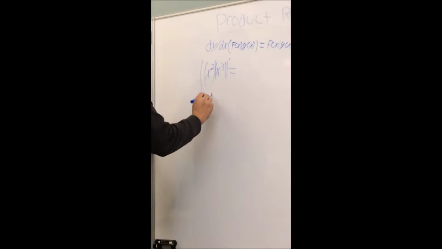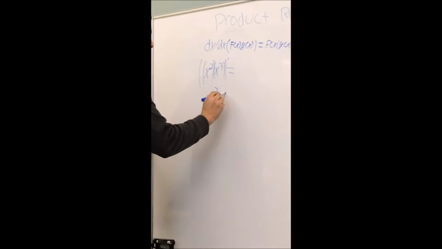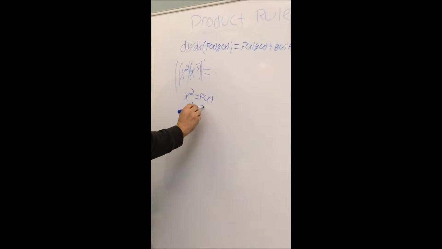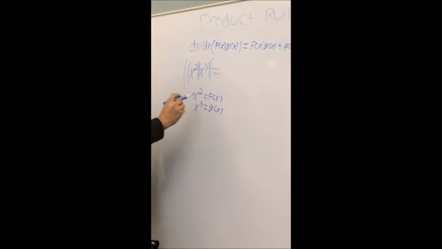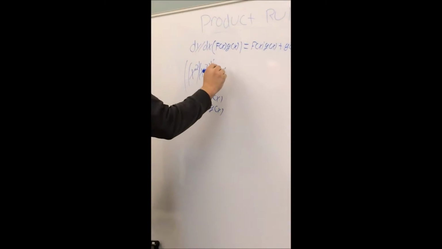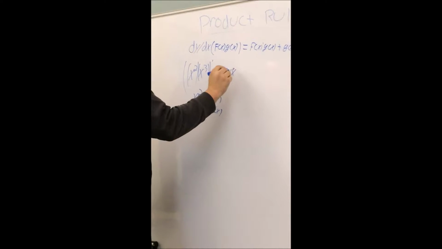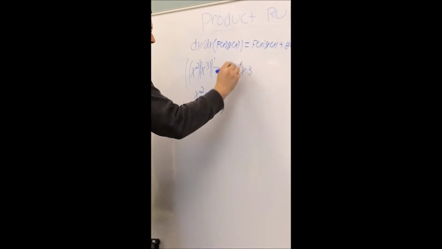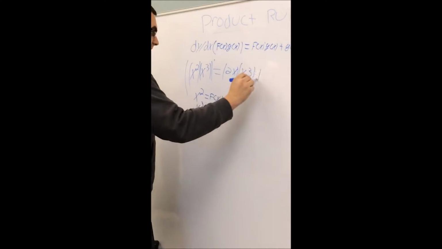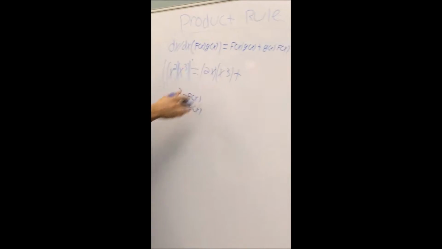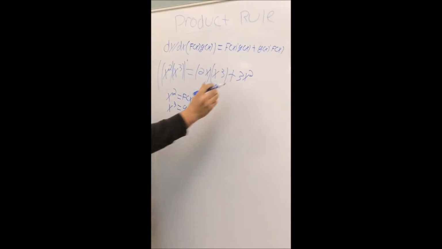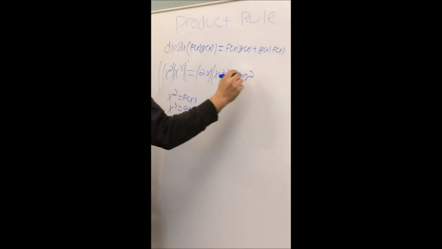So here, x squared is going to be your f of x, and x cubed is going to be your g of x. So now we take the derivative of f of x, so that's 2x, times g of x, which is x cubed. And we add g prime of x, so that's the derivative of x cubed, which is 3x squared, multiplied by f of x, which is x squared.